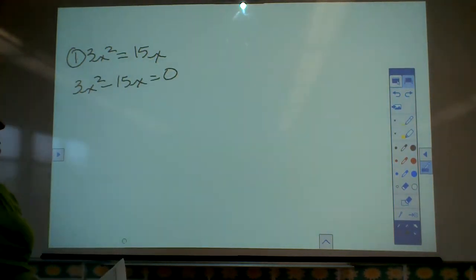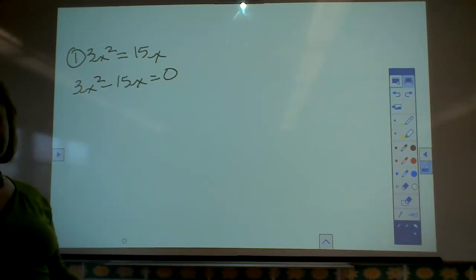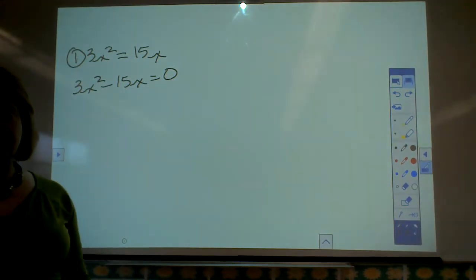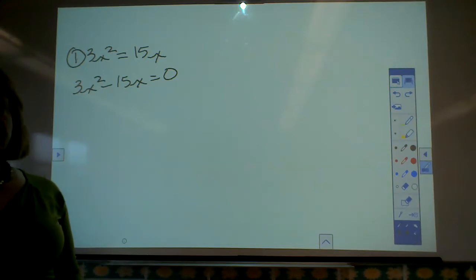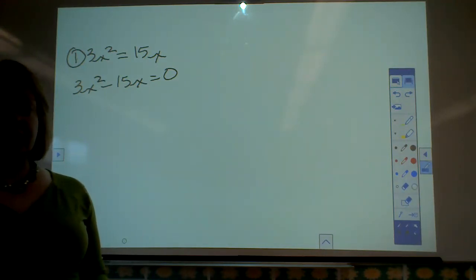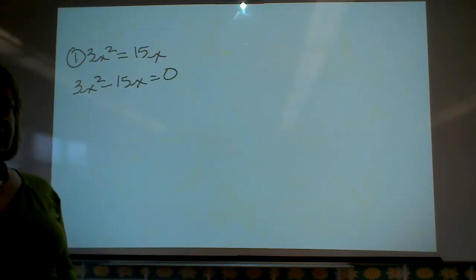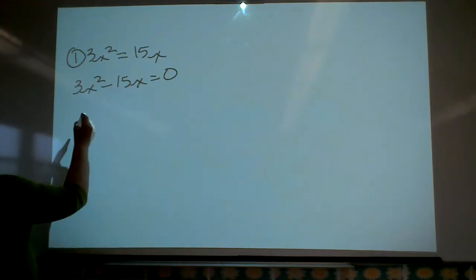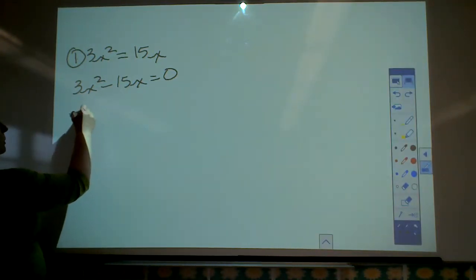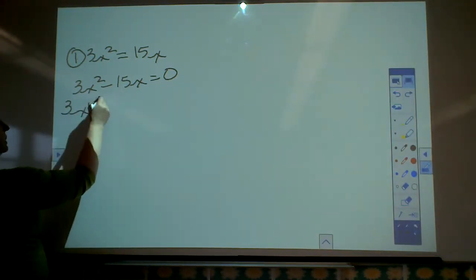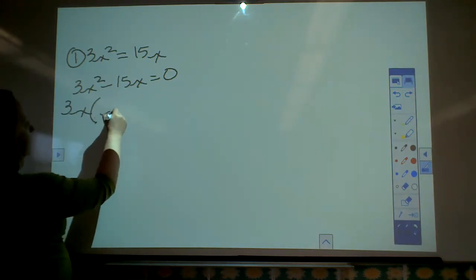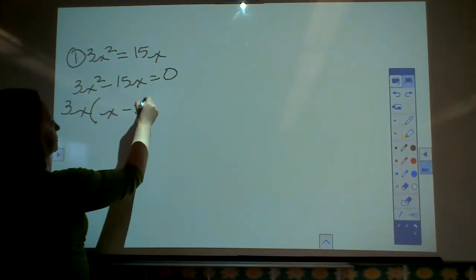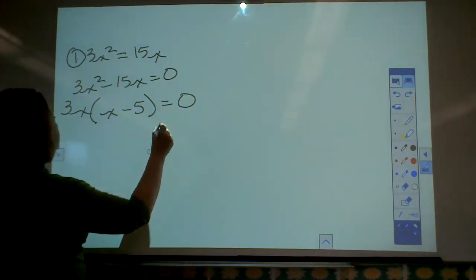And then we always look for something that's in common. There may not be something in common every time, but that's one of the things we want to look for first. And if there is, we're going to factor it out and go from there. So I see that they have an x in common, and they also have a 3 in common. So this is going to become 3x times x minus 5, and it's still equal to 0.